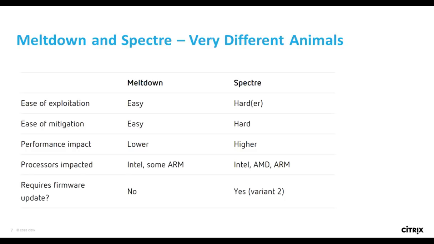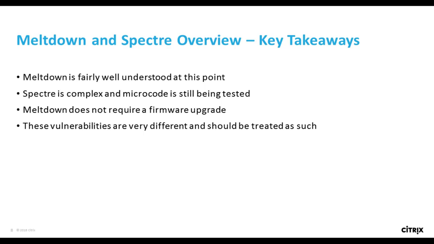Talking about processors that are impacted, pretty much all the modern processors that are using speculative execution are potentially vulnerable to Spectre. And again, as I mentioned before, if you are waiting for the final version of the firmware before you start fixing all these issues, that's required only for Spectre and only for variant 2. A firmware upgrade is not required for Meltdown or Spectre variant 1.